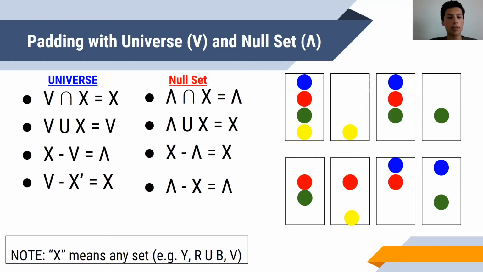And finally, if we take universe minus X prime, we're taking universe and we're subtracting the cards without X away from the universe. So what are we left with? Only the cards with X. So that leaves us with X.